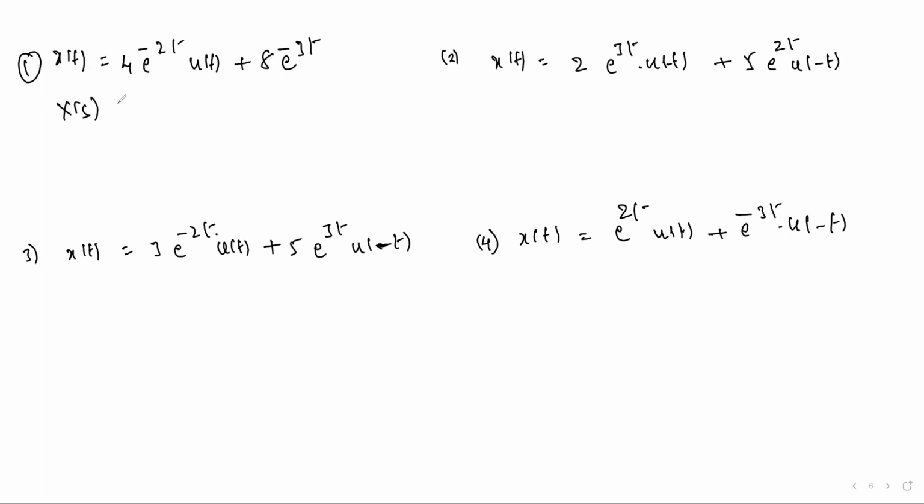Here x of s: this one directly I can take as 4 into 1 by s plus 2. Second one, 8 into 1 by s plus 3. But what about the ROC? These are both right side signals. Observe here: both right side signals, both left side signals, one right side and one left side signal, all combinations here.